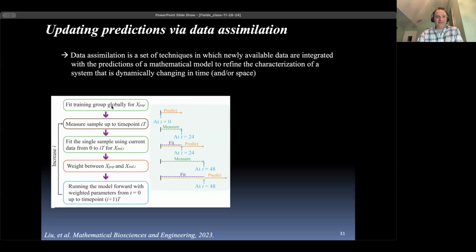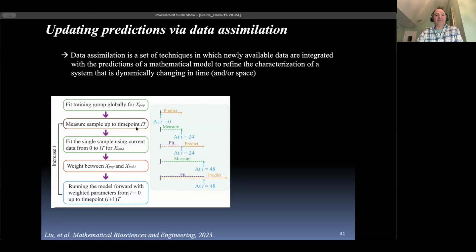So here's how this sort of plays out, right? You fit a training group globally for some population average. So you can start from before you do your intervention, you're going to make a prediction of how this particular mouse or person is going to respond to some therapeutic regimen, and the parameters you get from your model to make a prediction about this individual come from the population, and the individual's initial conditions. You get the initial conditions from the individual mouse or patient, but the model parameters come from the population because you only have the initial conditions from the patient, and so you can't calibrate the model yet.